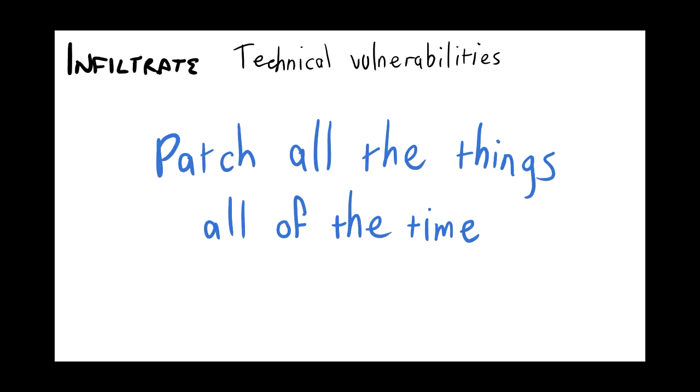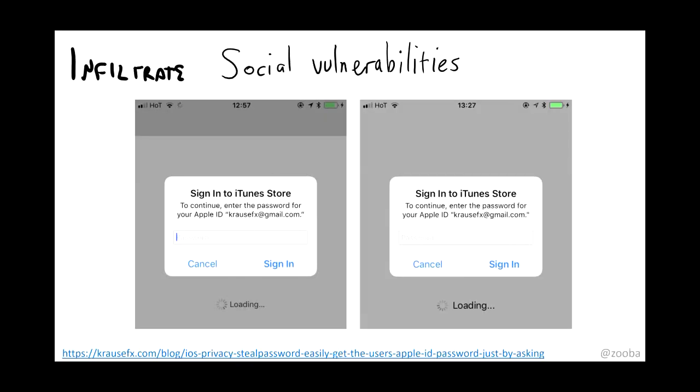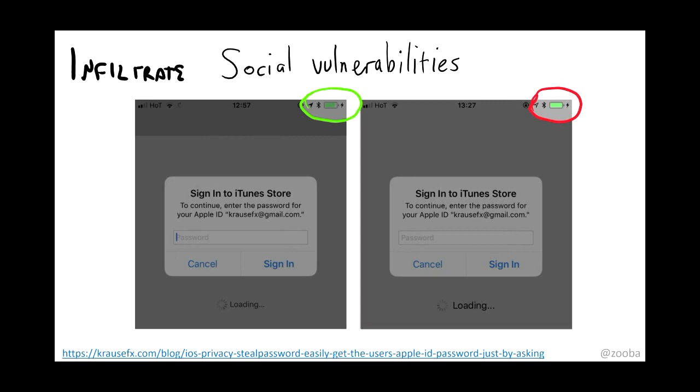But as I was saying, there is a much scarier way to get access to people's machines, and it's simply to ask them for their password. One of these pop-ups is fake. Can you tell which one it is? Who thinks the one on the left is fake? Who thinks the one on the right is fake? The answer is the one on the right, but there's only one way to tell, and it's because the battery's at 100%.